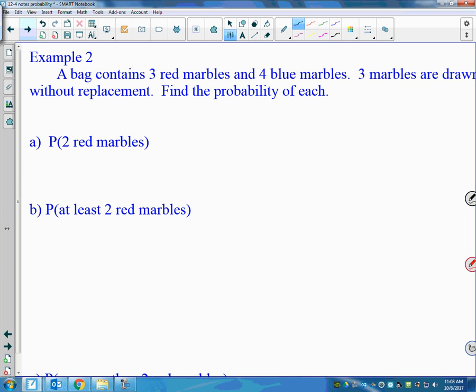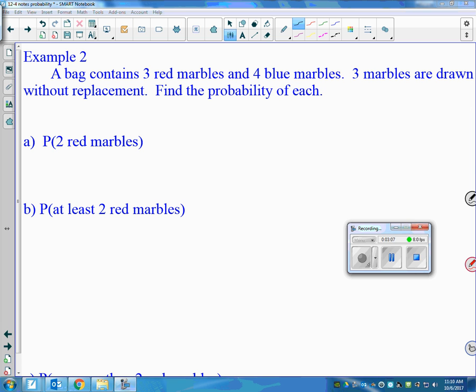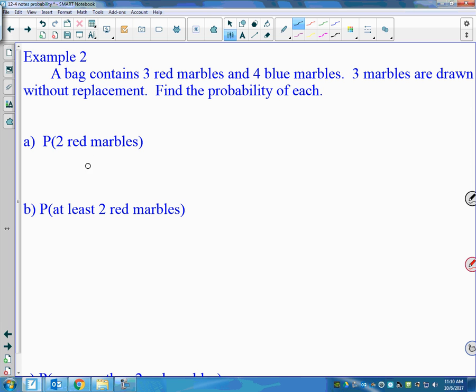Do you want to do this one? Sure. So a bag contains 3 red marbles, 4 blue marbles, and 3 marbles are drawn without replacement. Find the probability of each. So the probability of 2 red marbles out of the 3 drawn. What's the probability of pulling 1 red marble? Well, there's 7 total marbles, so it'd be 3 out of 7.